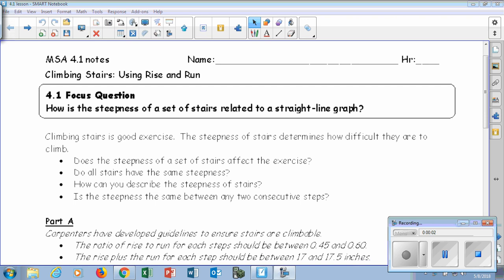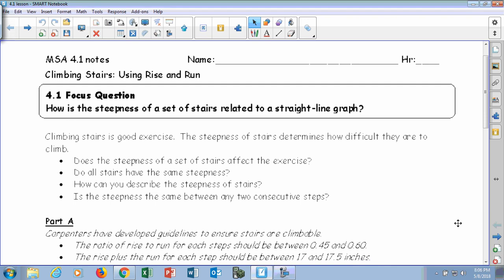All right, so today we get into investigation 4.1 and 4.2, our last section of Moving Straight Ahead. And it says, how is the steepness of a set of stairs related to a straight line graph? So that's what we're going to explore today. We're going to use 4.1 as an introduction, and 4.2 a lot of our practice and building on it.